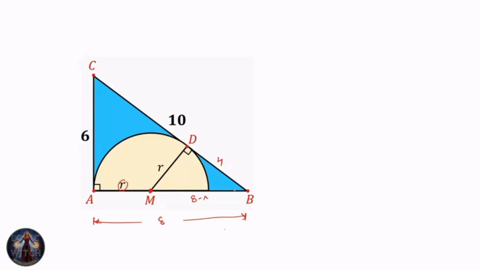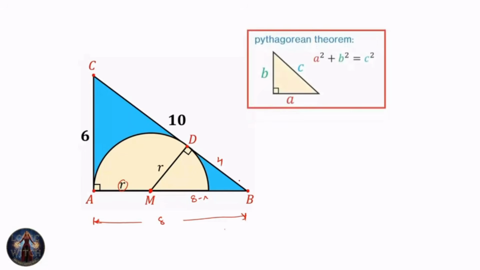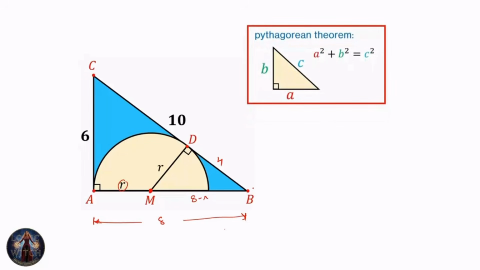Correct? So in BMD, if we carefully look at this triangle, this is nothing but a right angle triangle. So what we can do is apply the Pythagorean theorem again. In triangle BMD, BM is the hypotenuse and 4 and R are the legs of the triangle. So what I'm going to get is 4 square plus R square equals hypotenuse square, which is 8 minus R square. Now 4 square is going to give me 16 plus R square as it is.